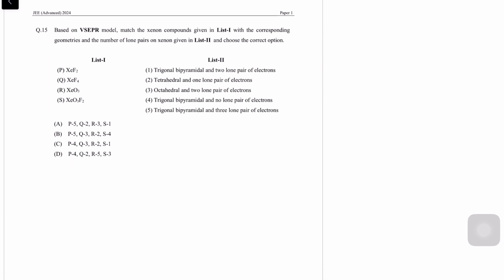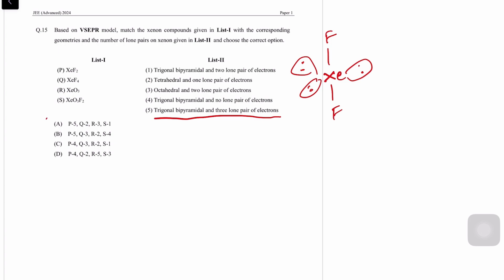This is a very easy question based on VSEPR model, right? You know how to draw the structures of XeF2. There are 8 valence electrons, right? 2 will be distributed with fluorine and 6 electrons will remain, so that will give us 3 lone pairs. All right, so the correct answer to this will be, you can guess, XeF2 is trigonal bipyramidal with 3 lone pairs of electrons, so that matches with 5. So out of option A and B, there is a correct answer.